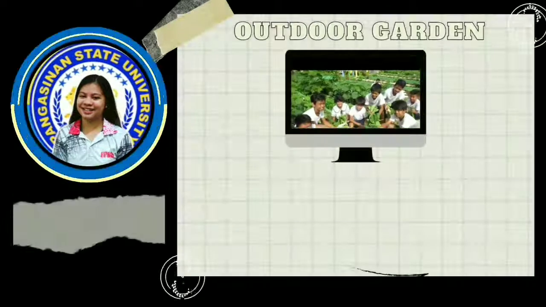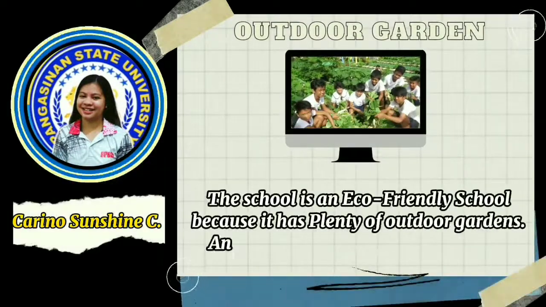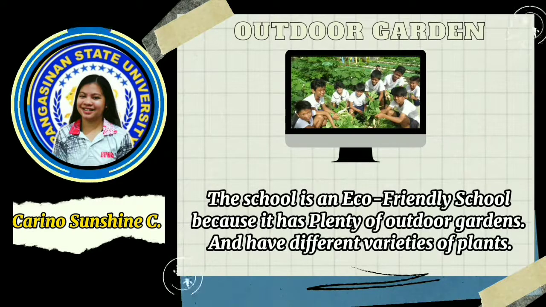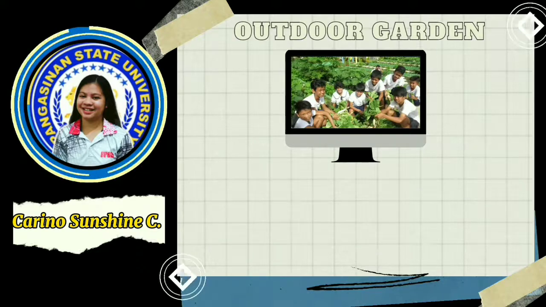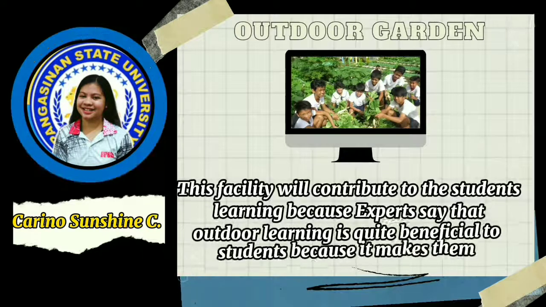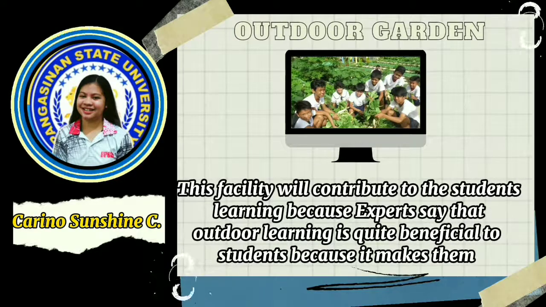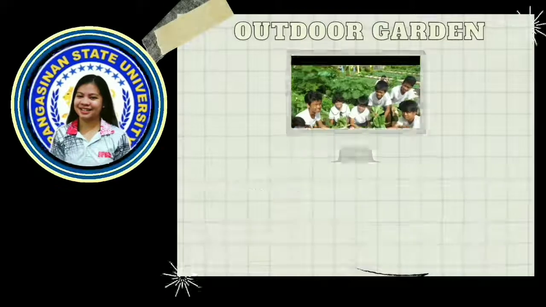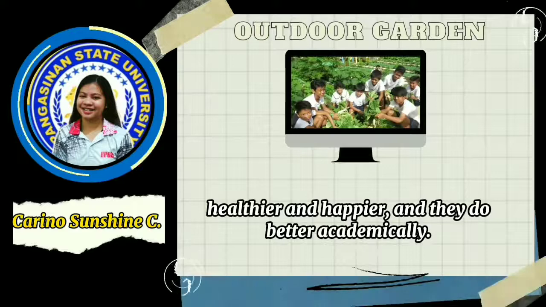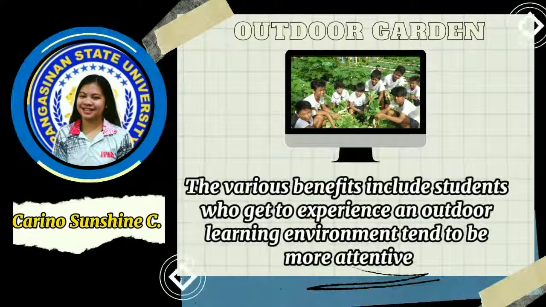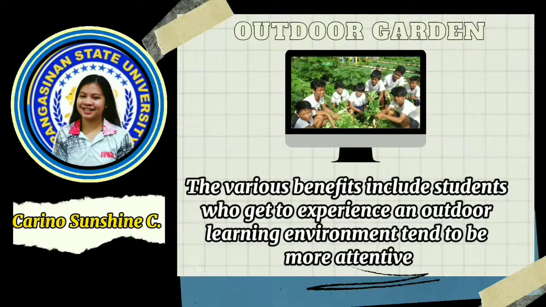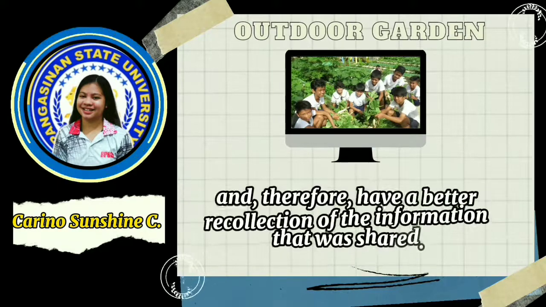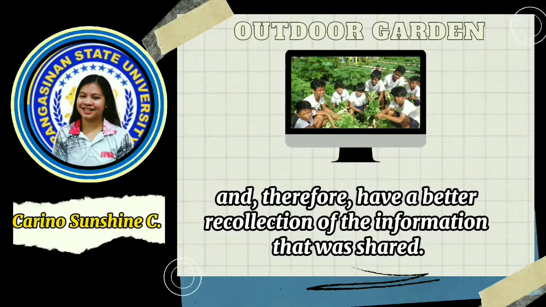Outdoor garden. The school is an eco-friendly school because it has plenty of outdoor gardens and different varieties of plants. This facility will contribute to the students' learning because experts say that outdoor learning is quite beneficial to students because it makes them healthier and happier and they do better academically. The various benefits include that students who experience an outdoor learning environment tend to be more attentive and therefore have a better recollection of the information that was shared.